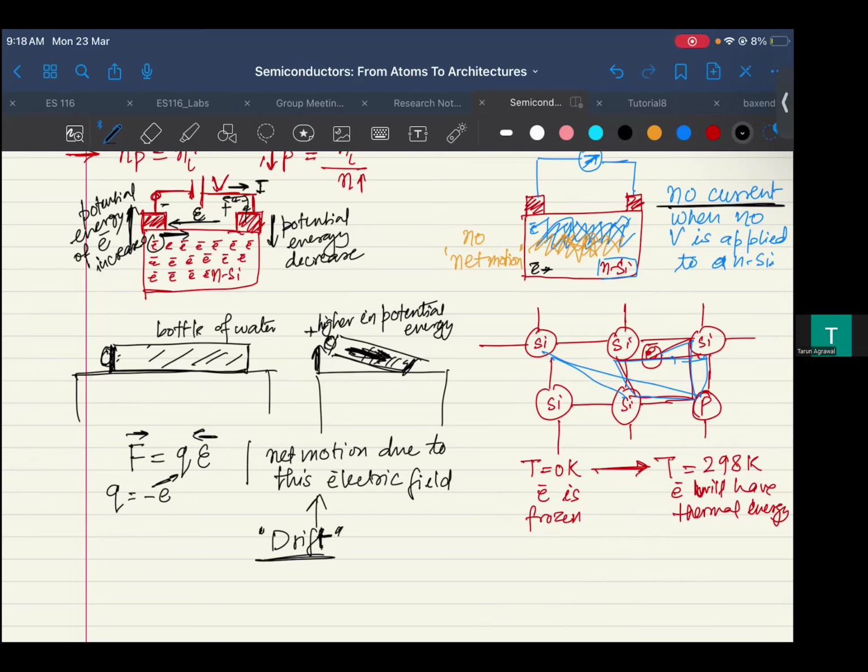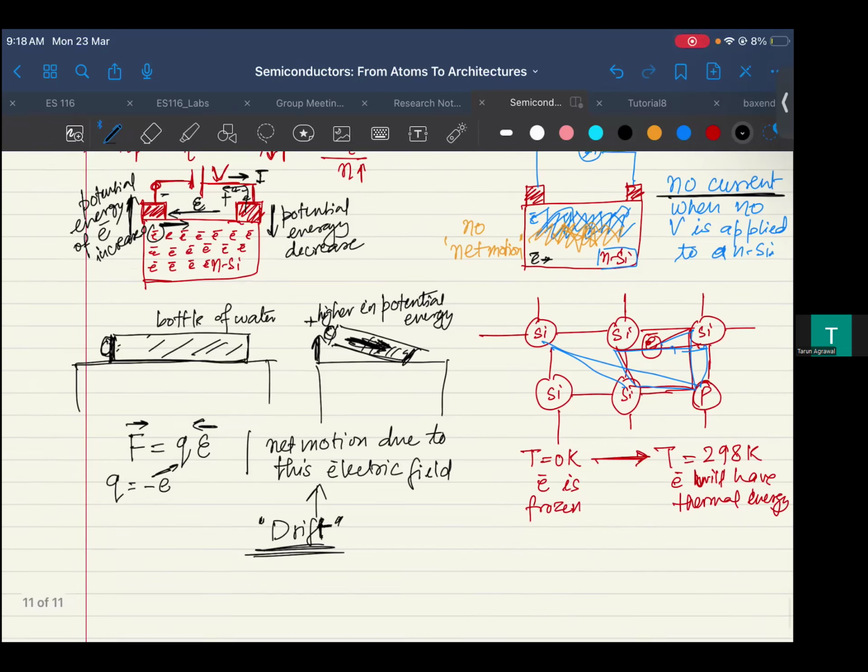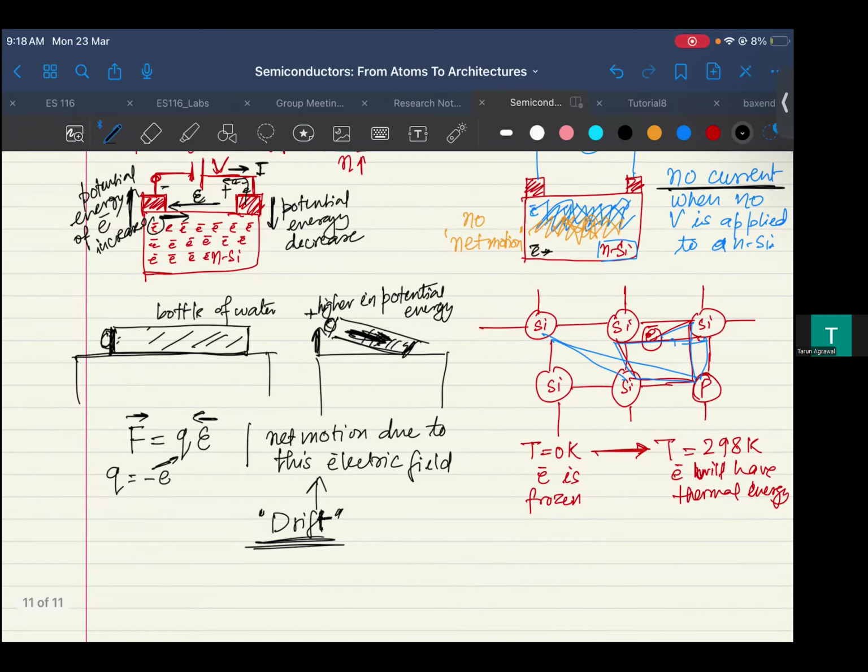So this is how the current is going to flow in this semiconductor, and it is happening because of drift. We will talk about the mathematics and everything of this drift phenomenon in another video.